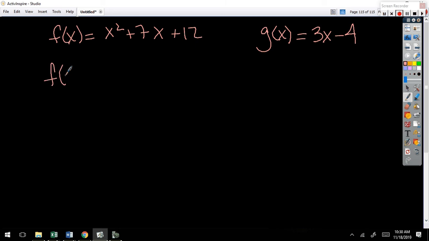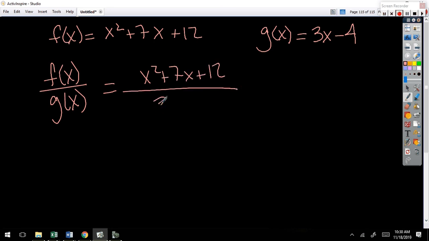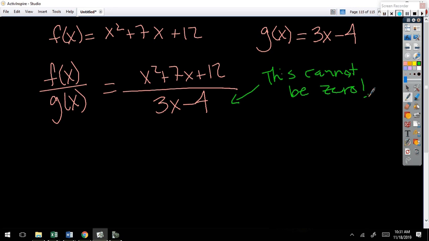All right. So we had no domain restrictions individually, right? But suddenly when I put them together as a division problem, now do I have any domain restrictions? Why? Because I cannot have 0. This cannot be 0 ever. So the question is, what would cause that to be 0? What value would cause that to be 0?